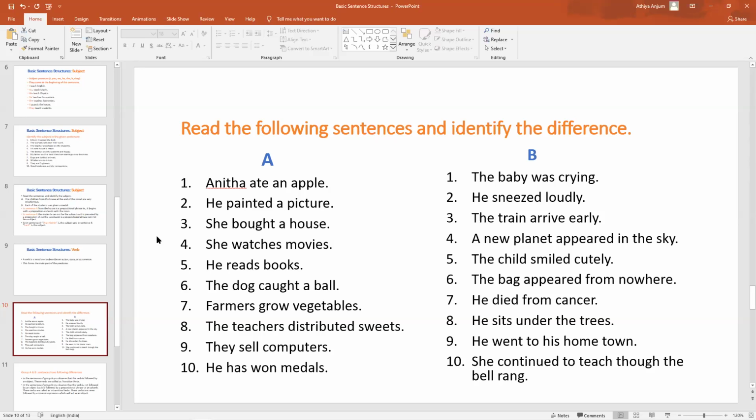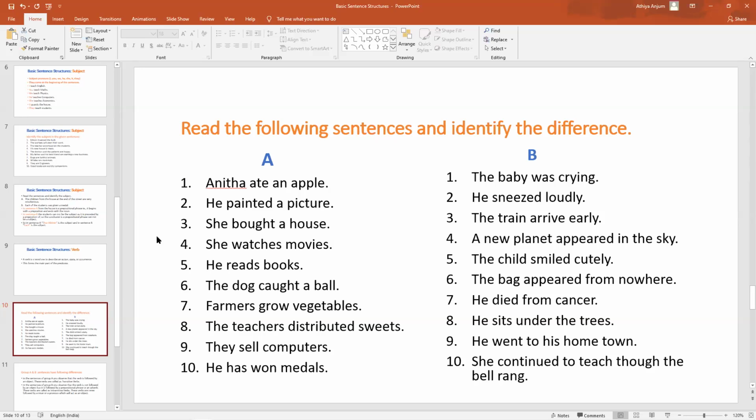Okay, so now you know the verb and you also know the subject. So identify the different parts there. First, identify the verb in each sentence. Then, what do you have after the verb? Identify that. So suppose you take up the first sentence, Anita ate an apple. Which is your subject? The naming word, Anita, the noun. Ate is your verb. And what do you have after the verb? Apple. Apple is again a noun.